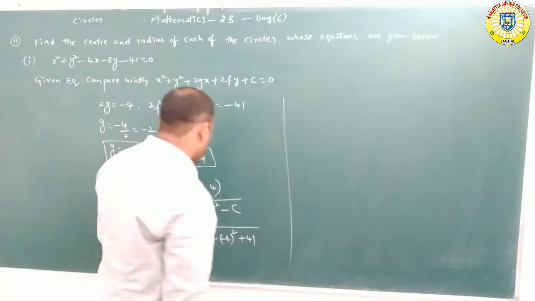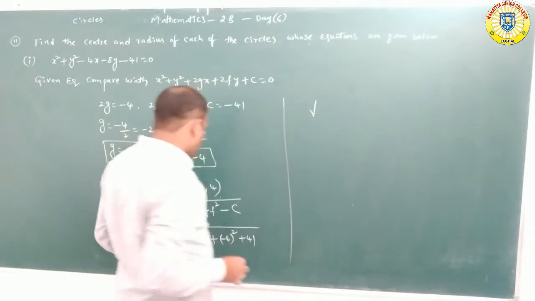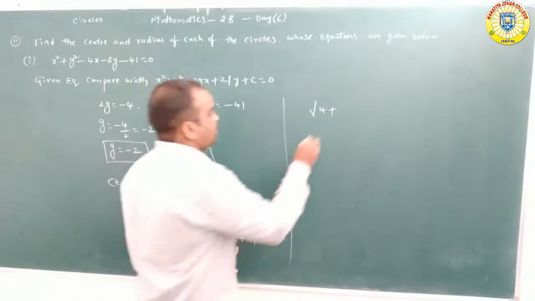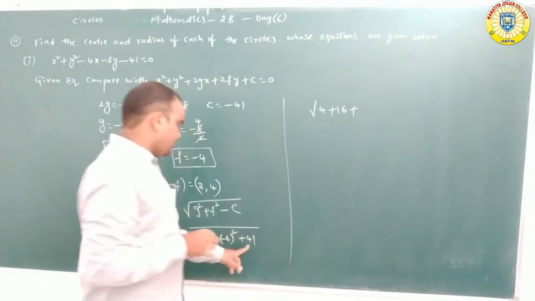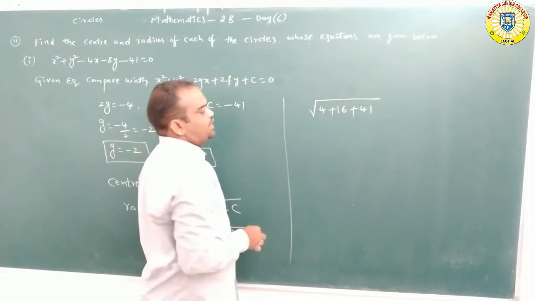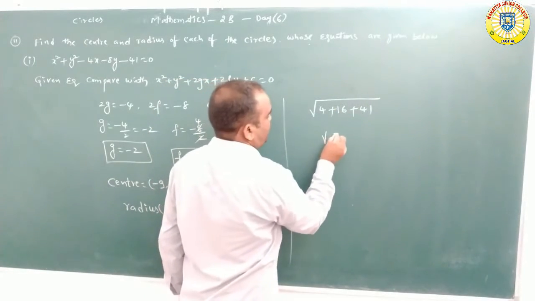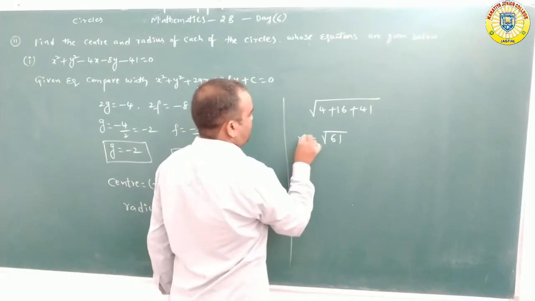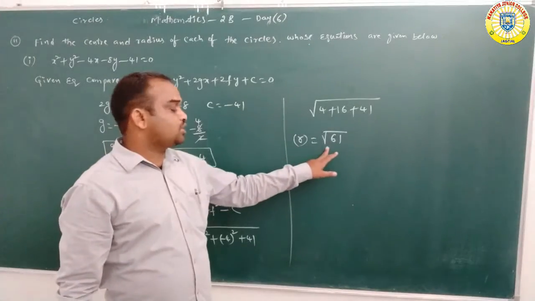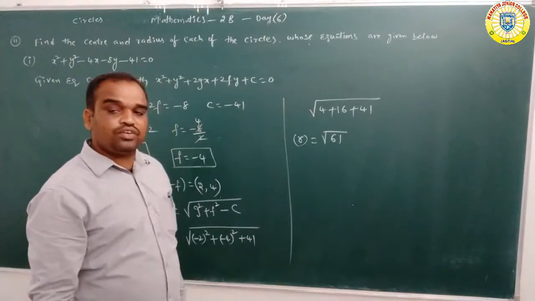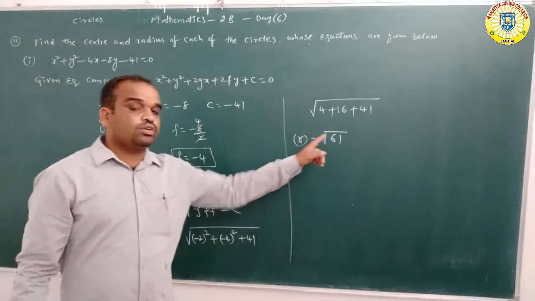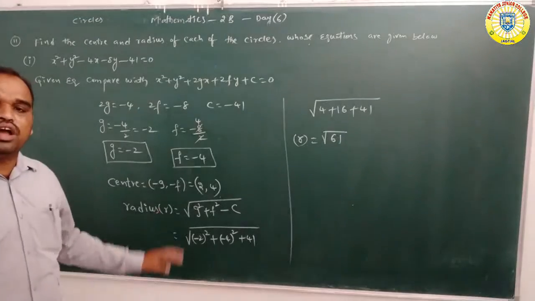Now we continue. Under root of minus 2 whole square, 2 square is 4, minus 4 whole square is 16, plus 41. Here 4 plus 16 is 20, 20 plus 41 is 61, and the root of 61. So the radius r is equal to under root of 61. The center is equal to 2 comma 4, and the radius is equal to under root of 61.